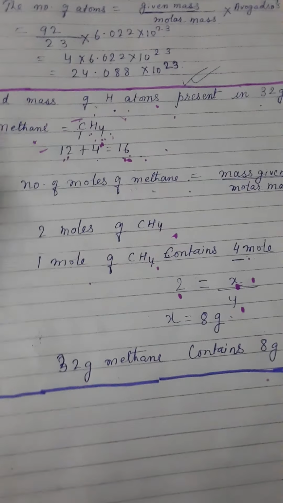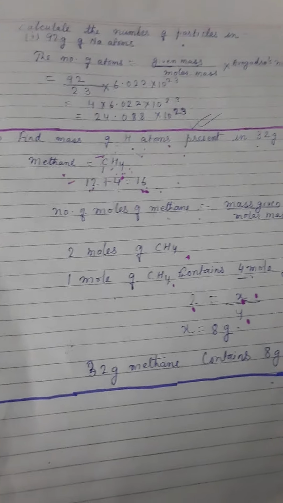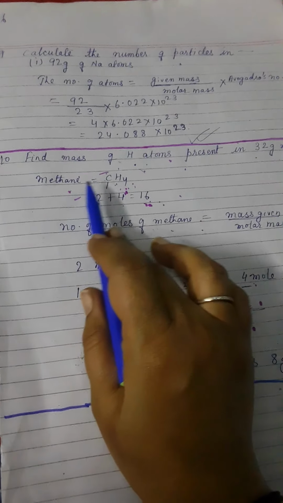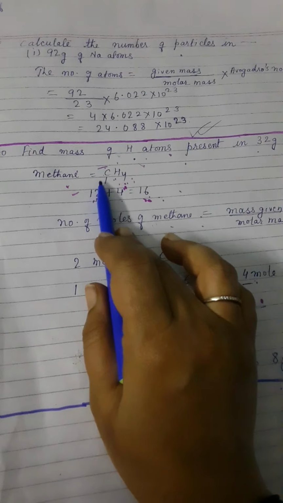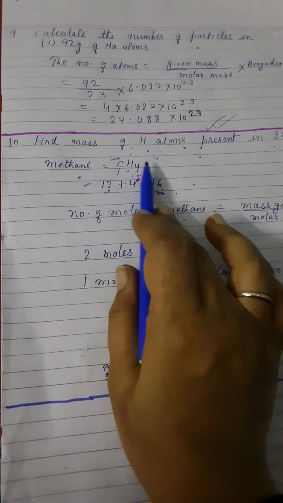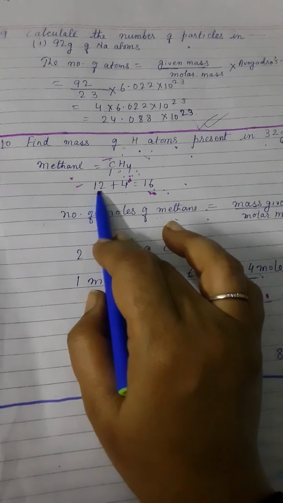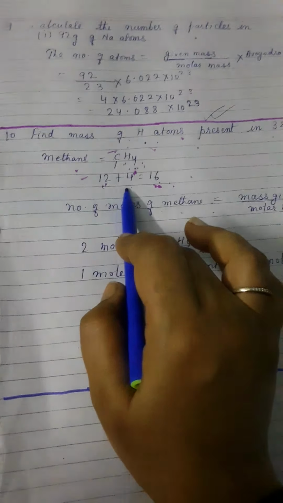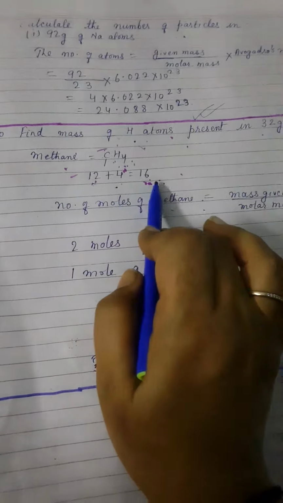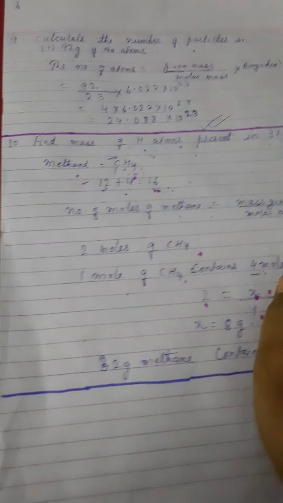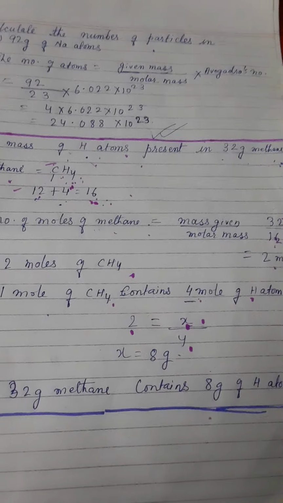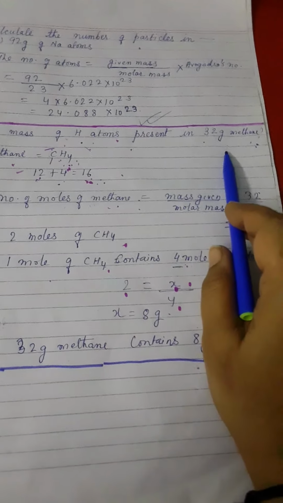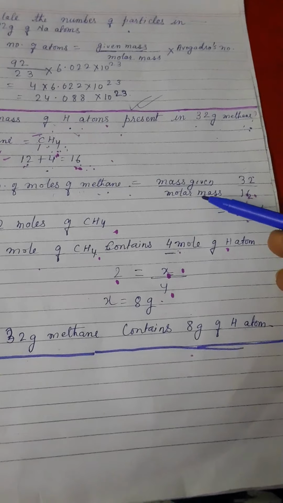Mole sums. See, find the mass of hydrogen atoms present in 32 gram of methane. You can find out the molecular mass of methane. The formula of methane is CH4. Carbon's atomic mass is 12 and 4 hydrogen atoms are present, 4. Then the molecular mass of methane is 16, and I have told you, whatever they ask you, you first have to find out the number of moles. The number of moles in 32 gram of methane you have to find out first.